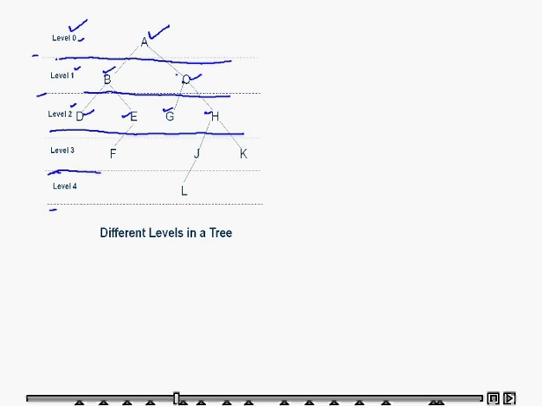Similarly, at the last we get only one child node of a parent node J. J has child node L. So this is the last. This is called level 4. So we have 0, 1, 2, 3 and 4.